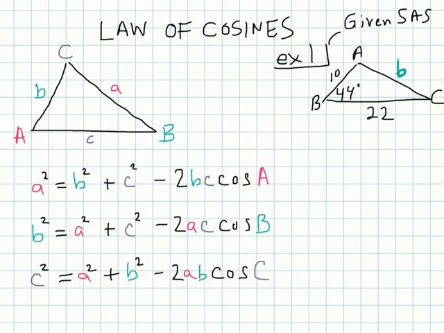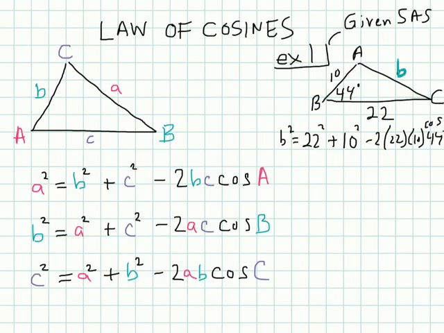But let's see how we could use this. So if we're solving for B, okay, let's fill in what we know. So we're looking for B squared equals A squared, which is 22 squared, plus C squared, which is 10 squared, minus 2 times A, which is 22, times C, which is 10, and I'm running out of space here, cosine of 44 degrees. Cosine of B, which is 44 degrees.